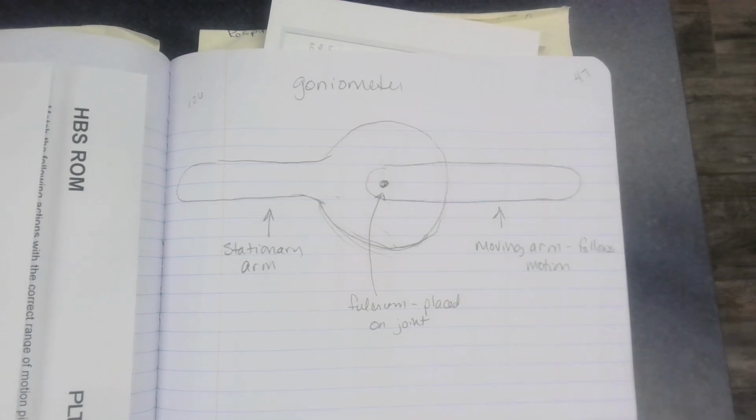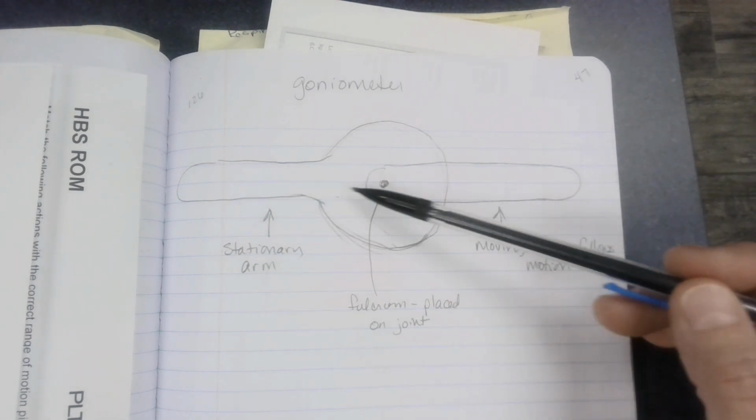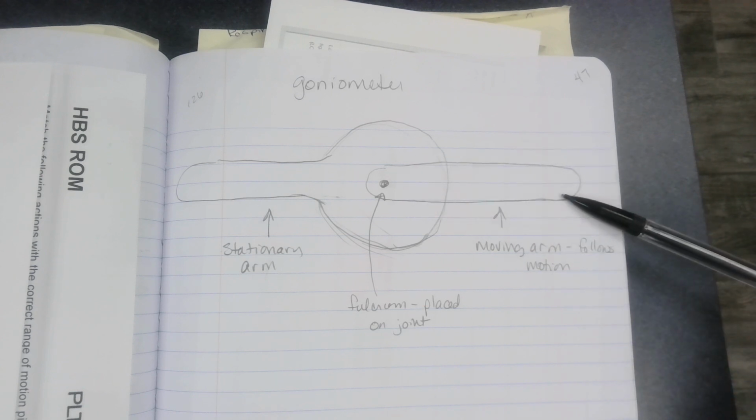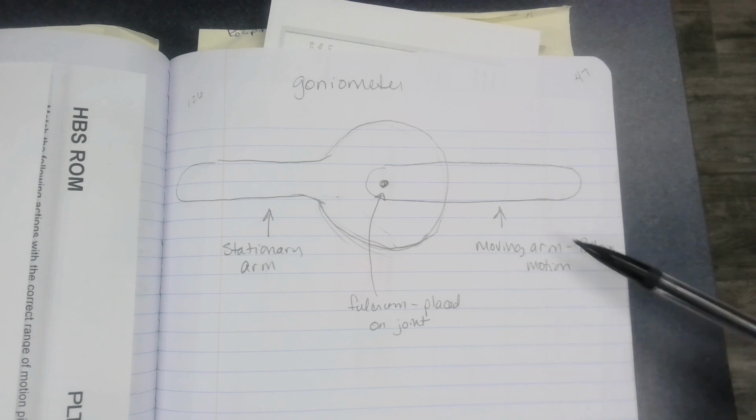This arm is going to stay stationary, so whatever is going to stay still, that's what this arm is going to be lined up with. This arm of the goniometer is at whatever limb is actually going to be moving, and so this moving arm follows the motion of the limb that's moving. Goniometer.